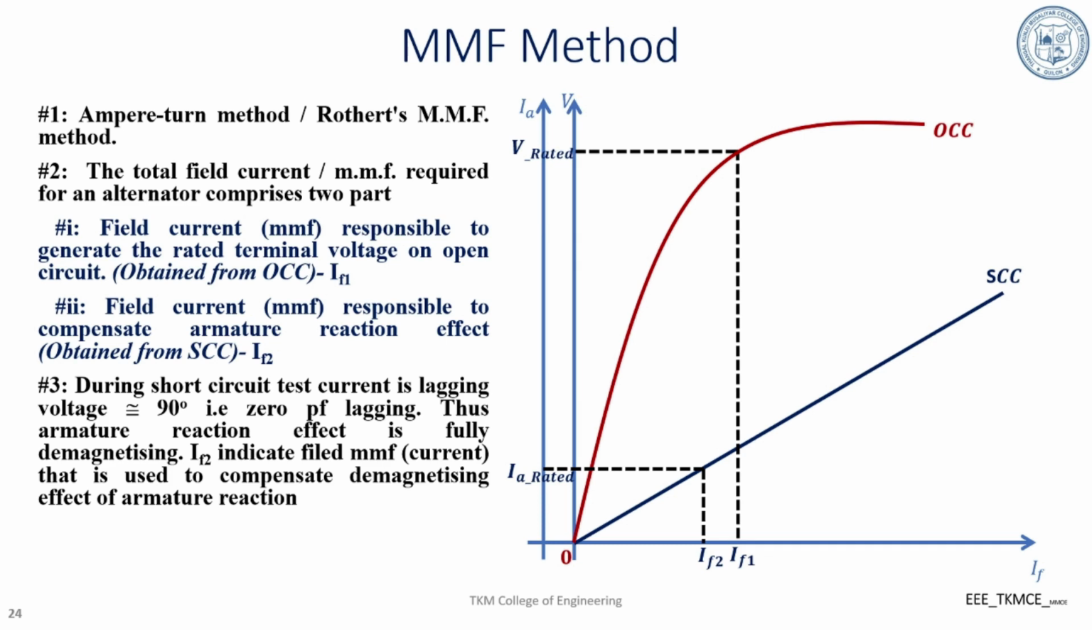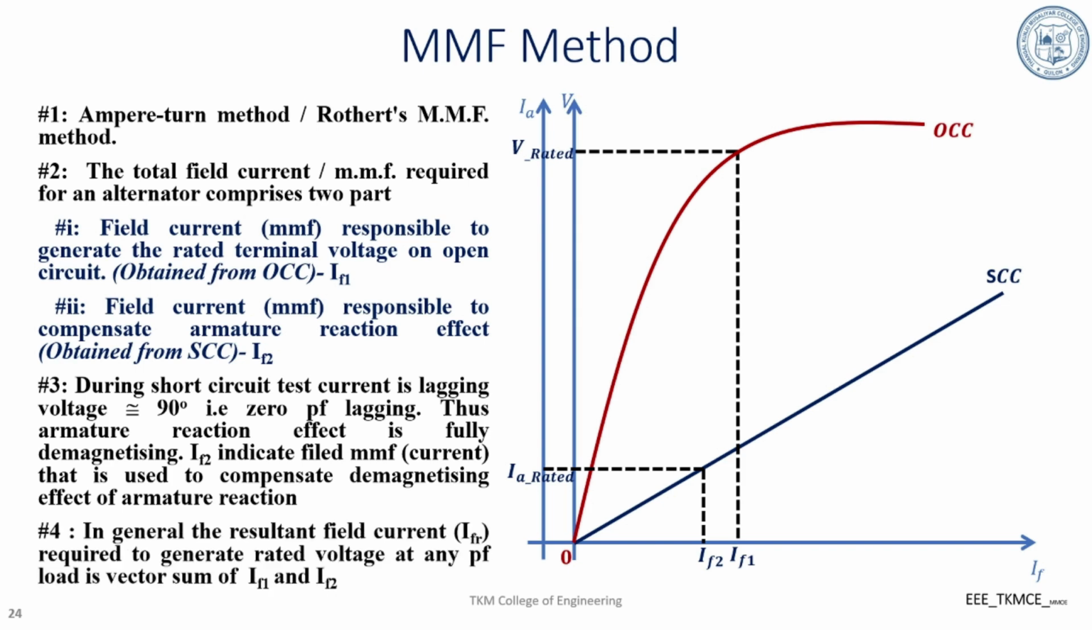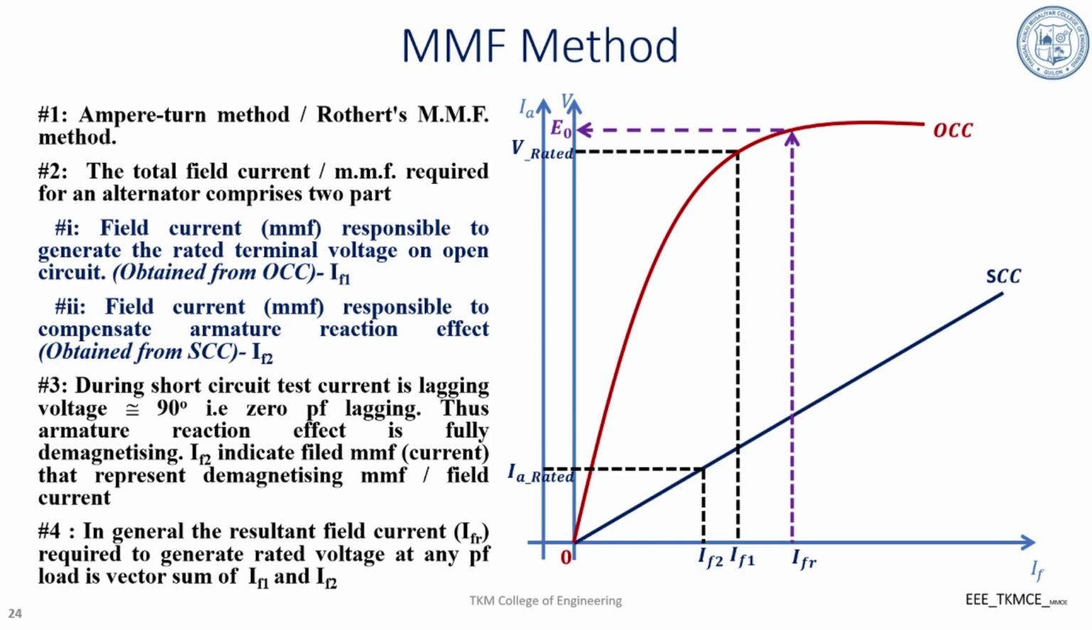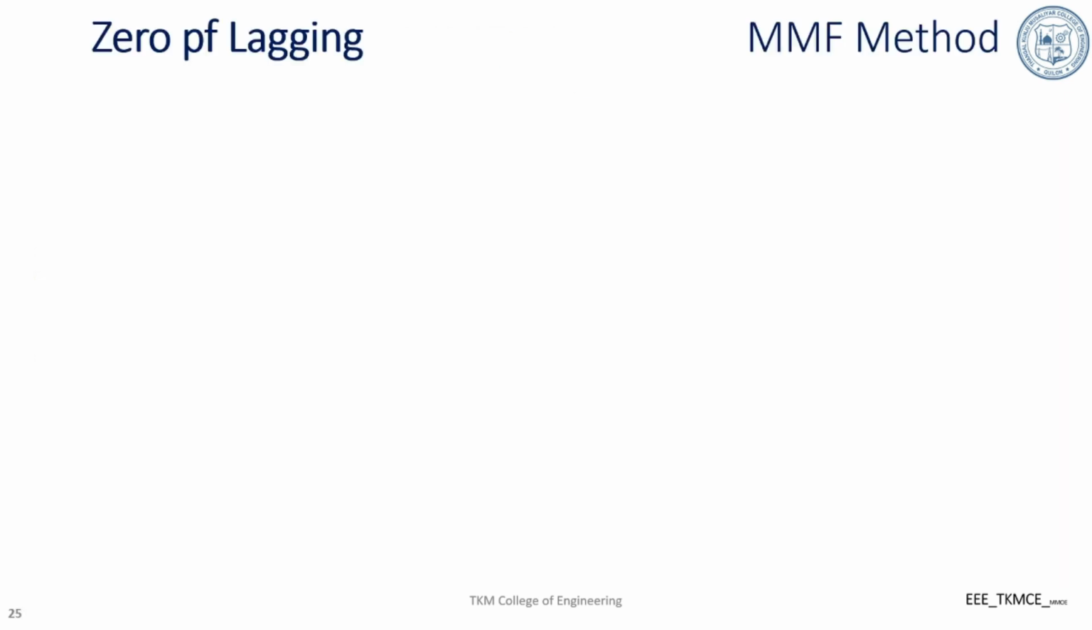So under any loaded condition, in order to generate rated terminal voltage, the required field current is the vector sum of IF1 and IF2. Once we get the resultant field current IFR, which is the vector sum of IF1 and IF2, we can obtain the no load induced EMF from the OCC. This is the basic concept of the MMF method to find the voltage regulation for any operating condition. Now let's discuss the theory of the MMF method at different power factors of operation. First of all, zero power factor lagging, then zero power factor leading, then unity power factor, then the general scenario.